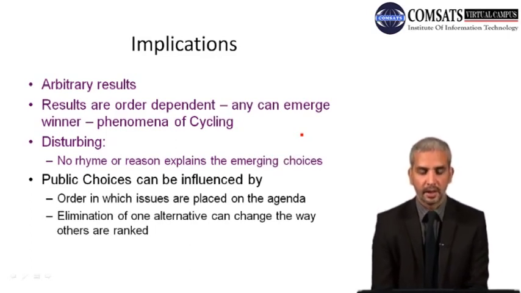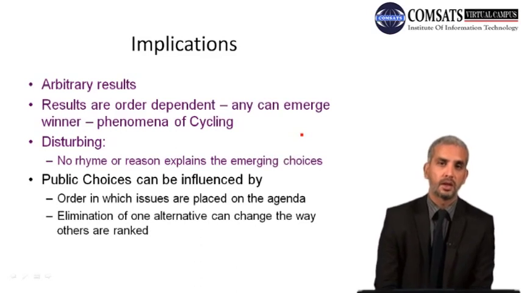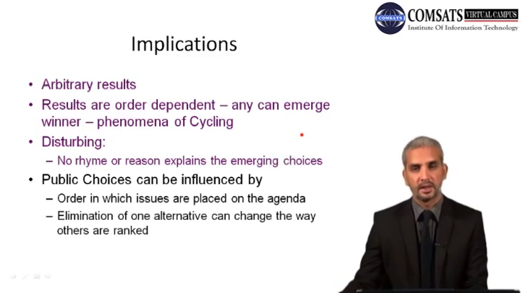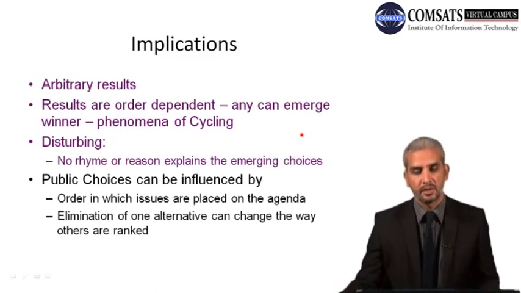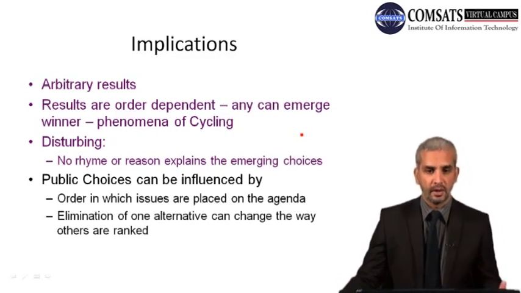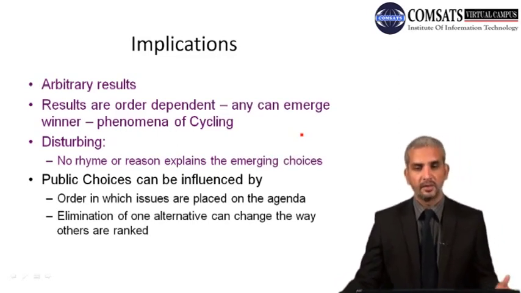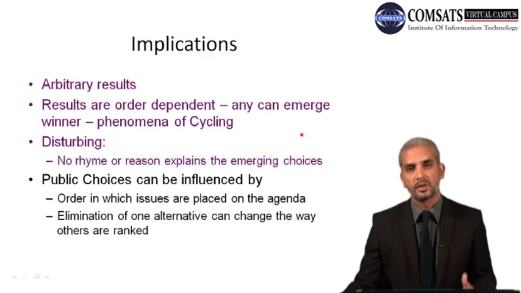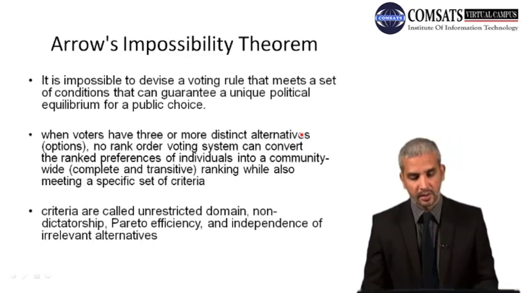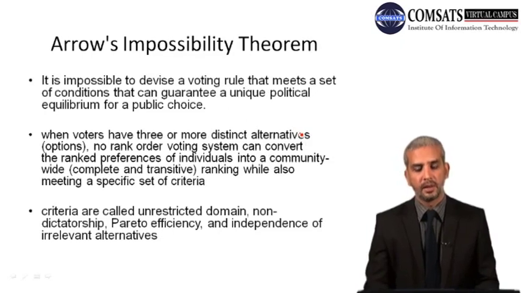And arbitrary, and then elimination of one alternative out of it, or addition of one more alternative, can completely change the results. So that has a very disturbing scenario in terms of the public choice, because again, as I said, that would mean that if the pairs are manipulated and if a certain alternative is taken out of the scenario, the whole political equilibrium changes.